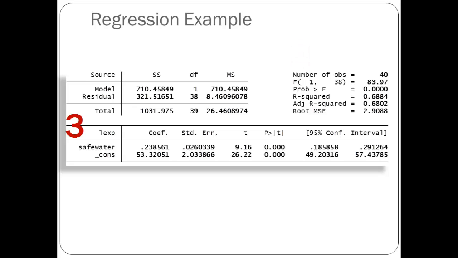Moving down to the table, we get our coefficients. That underscore CONS is our beta hat sub 0, and safe water is our beta hat sub 1. For each of those 2 rows, we get our coefficient, our slope coefficient, 0.238561, and our constant, 53.32051. We get 2 standard errors, and we know that the relationship is if we take our coefficient and divide by its standard error, we get a t-statistic. And then the next column, we get a p-value.